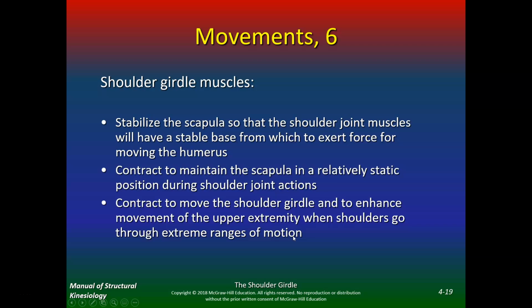What are the shoulder girdle muscles? Well, they stabilize the scapula so that the shoulder joint muscles will have a stable base from which to exert force for moving the humerus. They contract to maintain the scapula in a relatively static position during the shoulder joint actions. They contract to move the shoulder girdle and to enhance movement of the upper extremity when shoulders go through extreme ranges of motion. So the shoulder girdle muscles are very important.